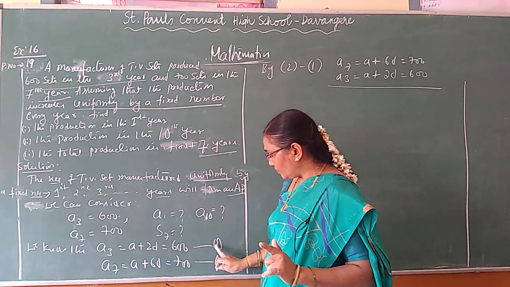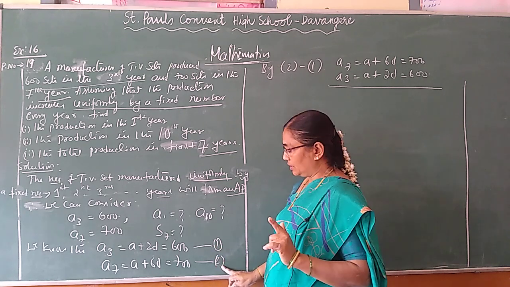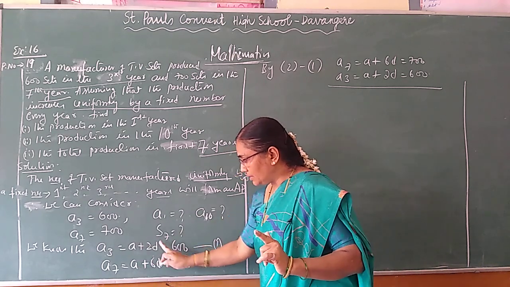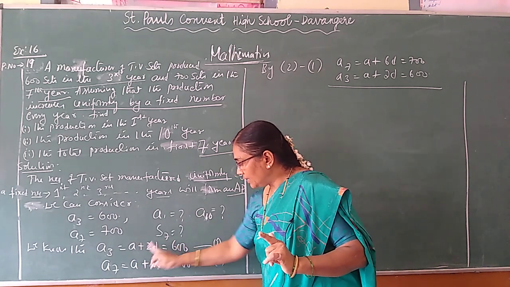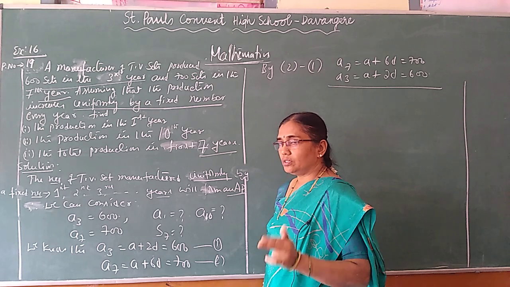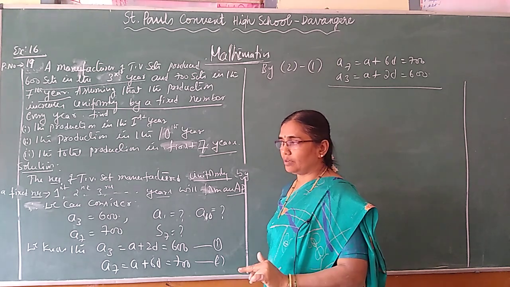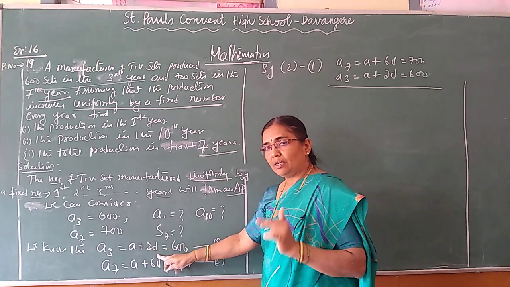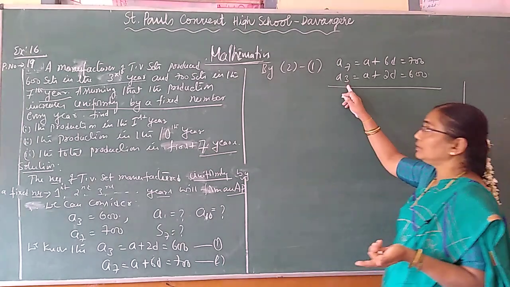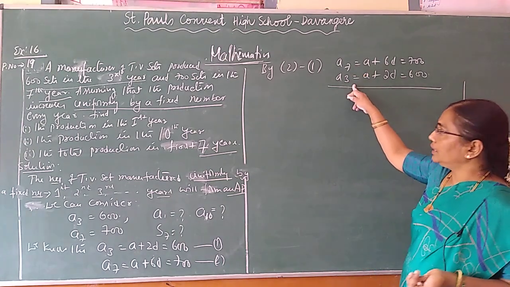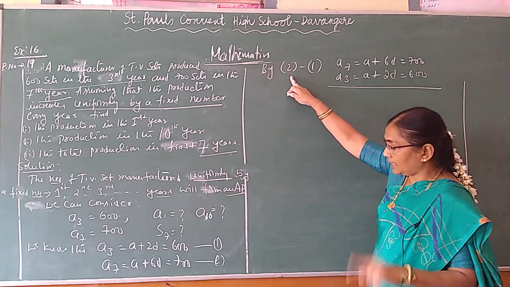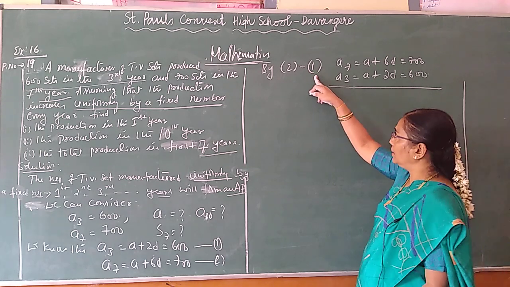So let us consider this as the first equation and this as the second equation. Here there are two variables. When there are two variables, we call these simultaneous equations. The linear equations with two variables are said to be linear simultaneous equations. These equations can be solved by subtracting the equations, that is, subtract the first equation from the second equation.